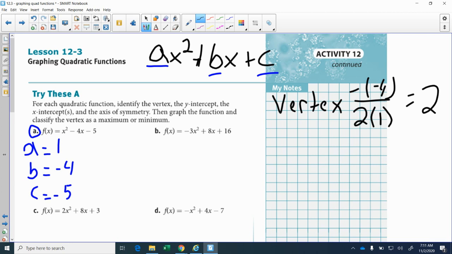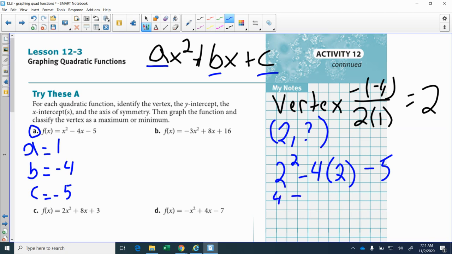To find the vertex, I have to take that 2 and plug it back into my original equation, because we want to think of this as a coordinate. Technically, your vertex is the coordinate 2, comma, question mark. We don't know what the y value is, so we take that x value and plug it in. This is 2 squared minus 4 times 2 minus 5, which becomes 4 minus 8 minus 5, or -9. So now we know our vertex is at (2, -9).